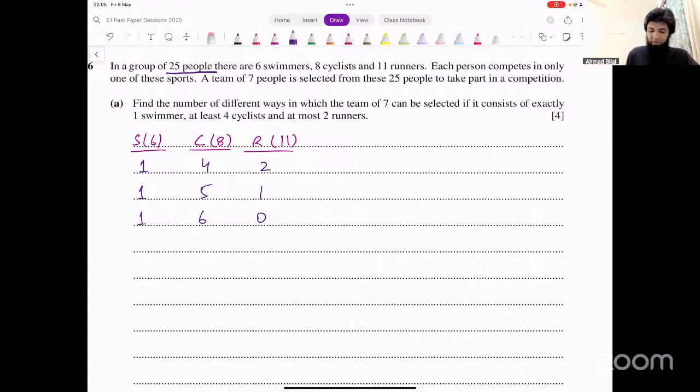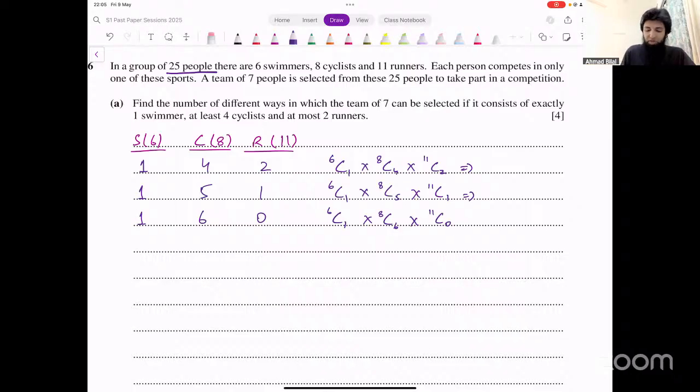We find the possible selections for each one of them, add them up together, and that will give us the result. How would you do that? Out of 6 swimmers, you select 1, so that's 6C1, and 8C4, and 11C2. Then 6C1 and 8C5 and 11C1. And 6C1, 8C6 and 11C0, right?